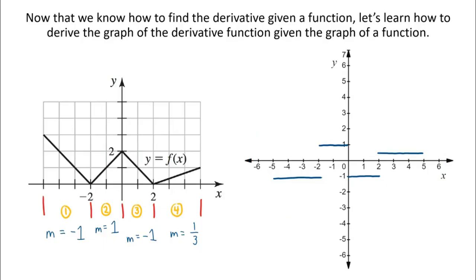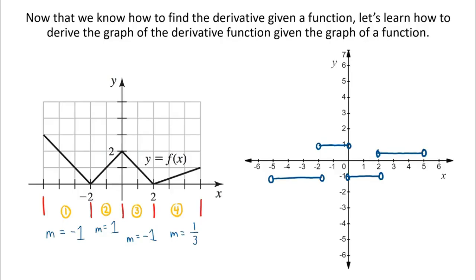Now there's only one more thing that we need to consider, and that's the endpoints of each of our segments of the graph of the derivative function. In other words, should we graph endpoints that look like this, or should we graph endpoints that look like this? And the answer is that at the end of each of our segments that represent the slopes of our lines, we should have open endpoints.